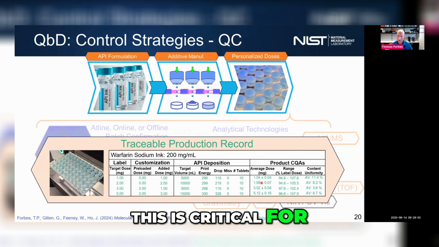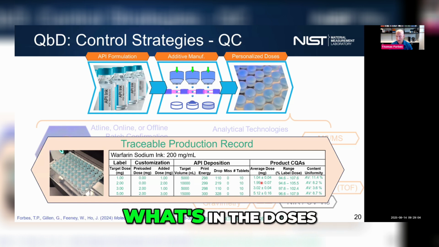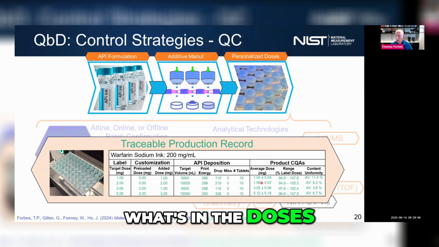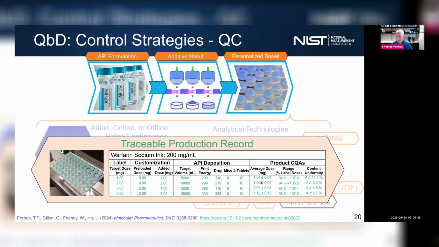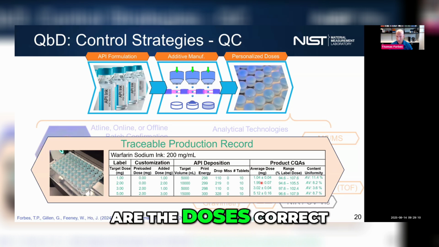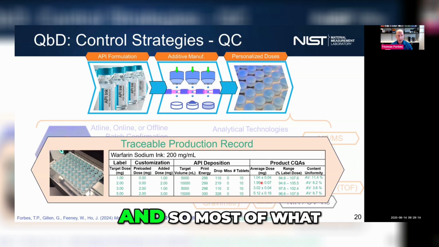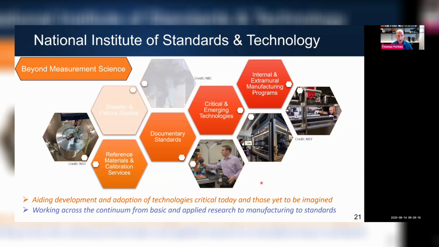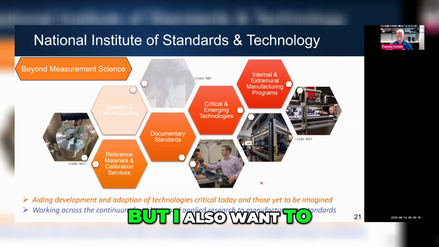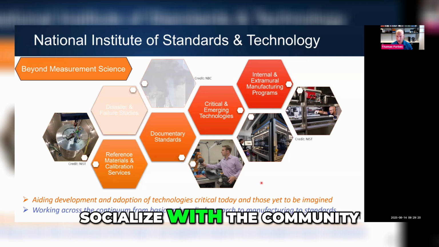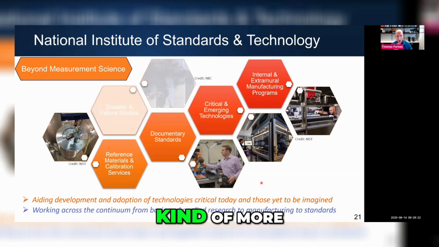This is critical for understanding what you started with, what's in the doses, what the batch looks like. Is the content uniform? Are the doses correct? That type of thing. And we saw that again and again today. And so most of what I've talked about has been measurement science, but I also want to socialize with the community and everybody here today more what can we do beyond the measurement science?